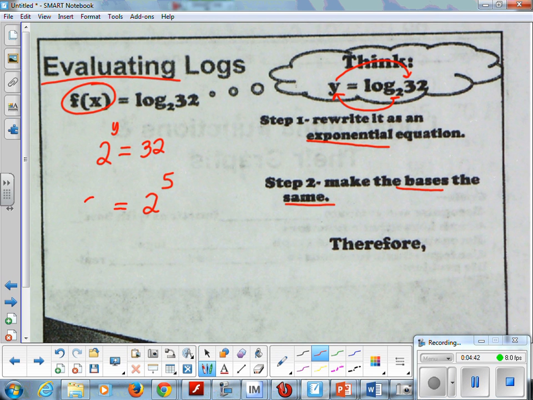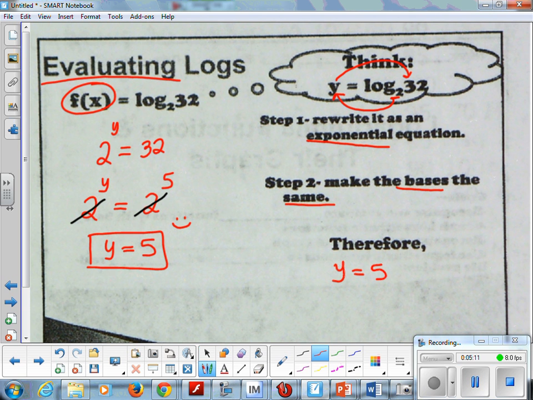On the other side, you're going to leave 2 to the power of y. So I rewrote the right side as 2 to the power of 5, which is equal to 32, and I left the left side the same. Are the bases the same? Yes, the 2's are the same, so you drop the exponents down. So therefore, y is equal to 5.